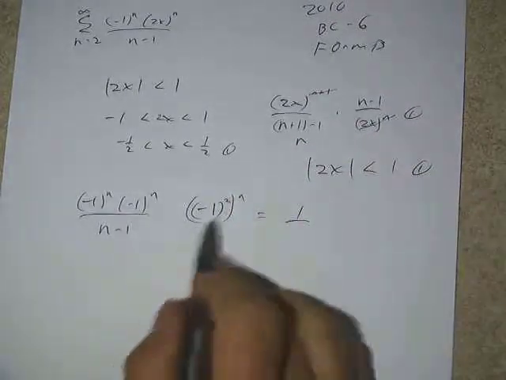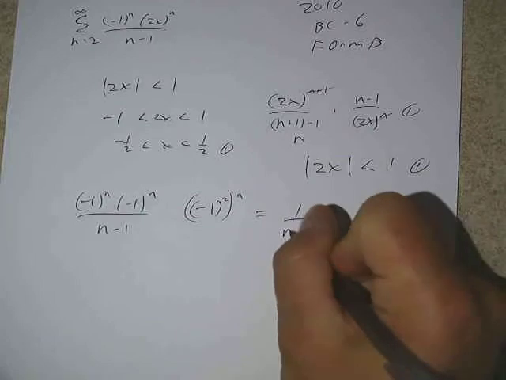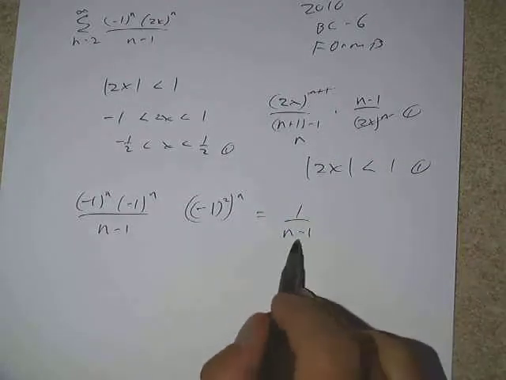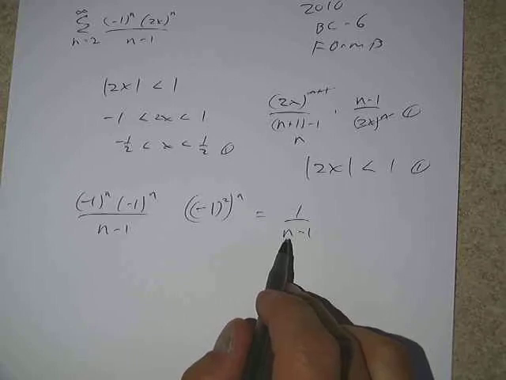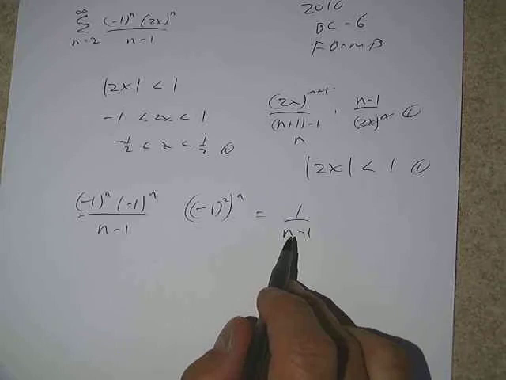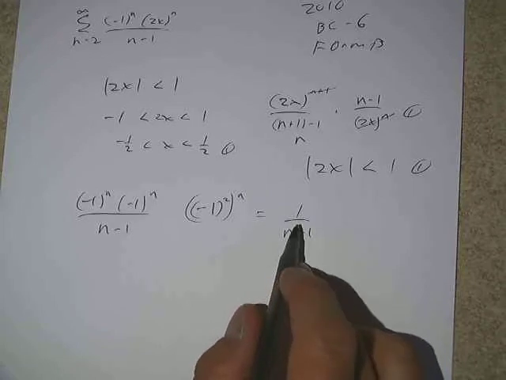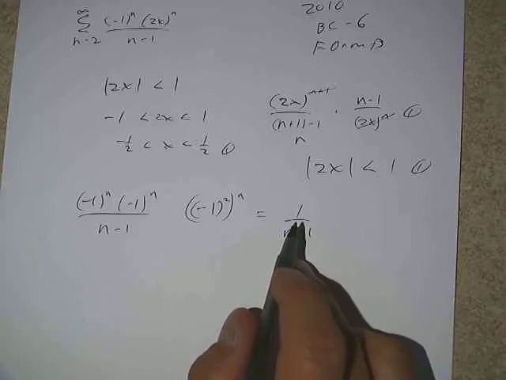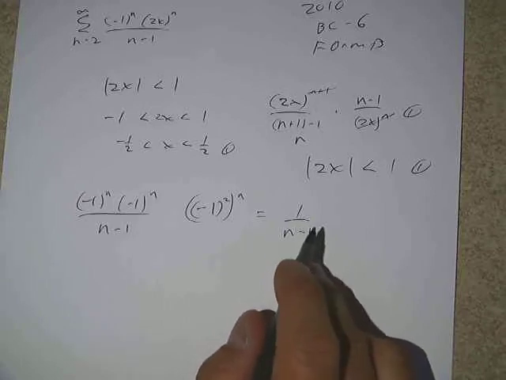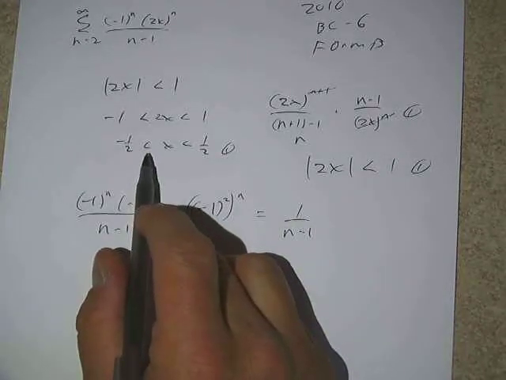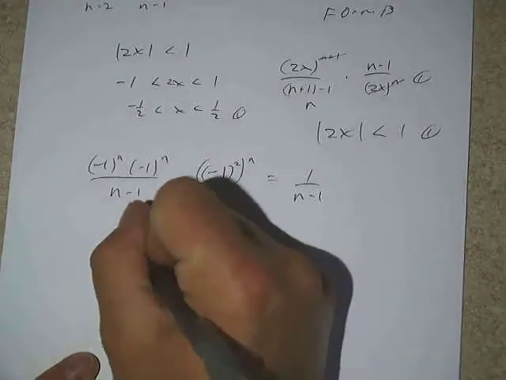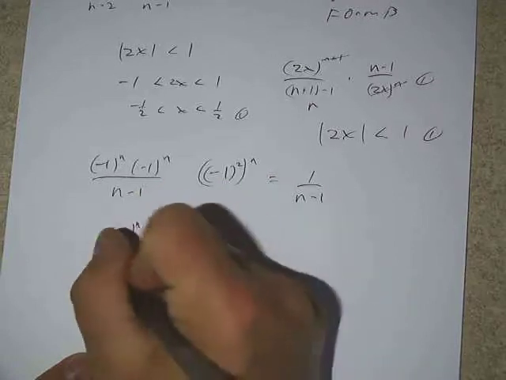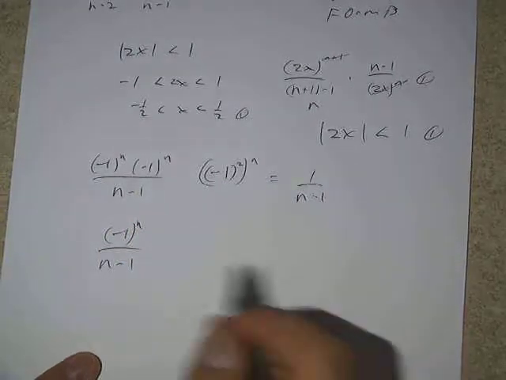So if we put our -1/2 into our original, we're going to have -1 to the n, -1 to the n over n-1. If I do -1 to the n times -1 to the n, that's -1 to the 2n, which is (-1 to the 2) to the n, which in turn is just 1. And ultimately we have 1 over n-1. Now what do we know about that? 1 over n-1, isn't that a p-series? So if it's a p-series, does it converge or diverge?